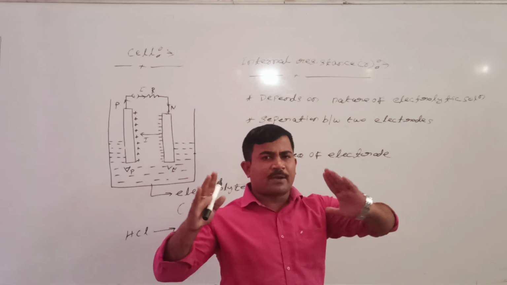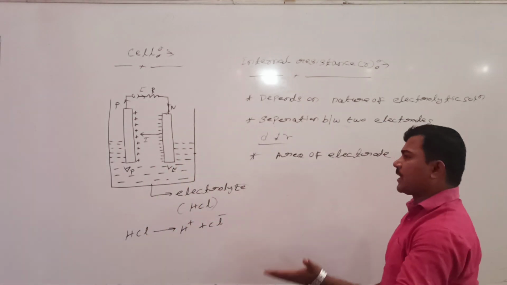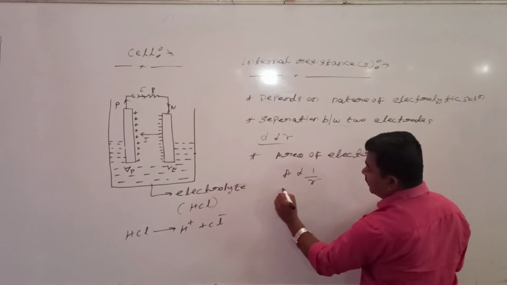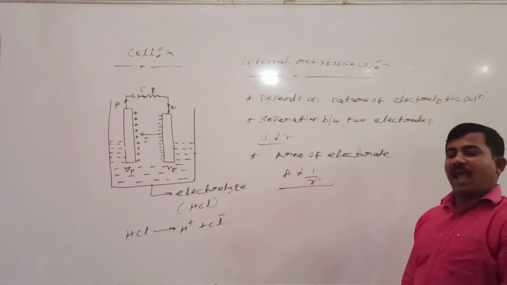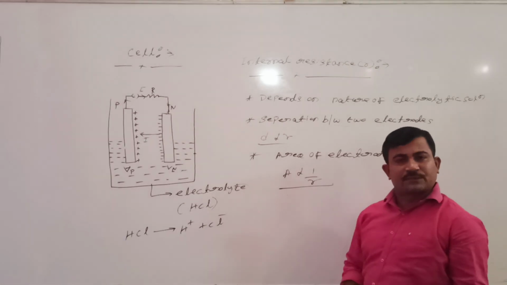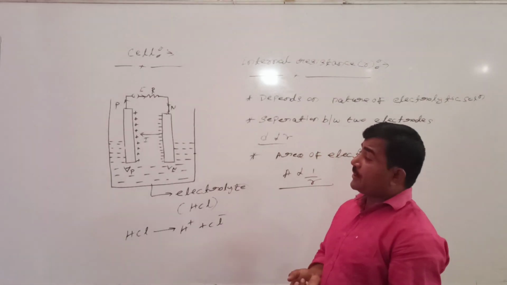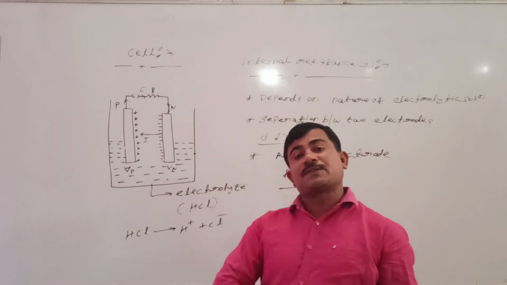If more area is available, the internal resistance is lesser. Directly, I can say the area of the electrode is inversely proportional to internal resistance. As the area increases, internal resistance will decrease. That is the third factor. Fourth factor: internal resistance of the cell also depends on temperature.